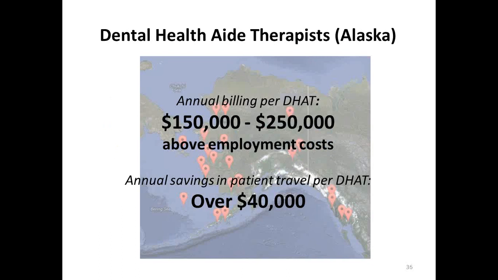Data collected by the Alaska Native Tribal Health Corporation, the organization that trains Alaskan DHATs, found that typically DHATs bill $150,000 to $250,000 per year more than the cost to employ them and their assistant. The avoided patient travel cost from rural villages to dental clinics in larger towns for care needs is more than $40,000 per year per DHAT.